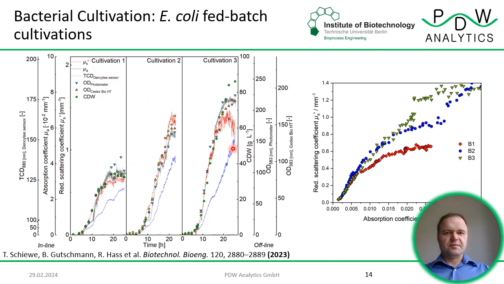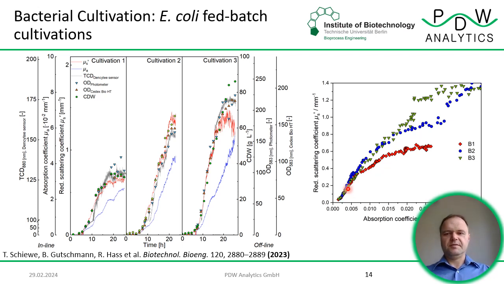And what we can see from these 3 cultivations is that obviously they perform very, very differently, with very different cell dry weights towards the batch end. And interestingly, this can be seen if one correlates the reduced scattering coefficient with the absorption coefficient. So that is not a time-dependent graph anymore. It's kind of a process trajectory.